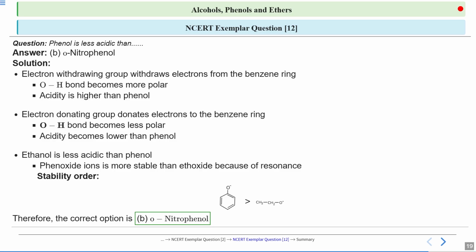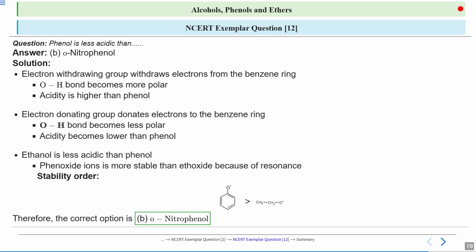So the correct option is option B, that is orthonitrophenol. That means the nitro group is attached at the ortho position and you are getting orthonitrophenol. Okay. So the question was: phenol is less acidic than which one? Because ethanol is already less acidic than phenol, ethanol can't be the answer. So your correct answer is actually orthonitrophenol, in which the acidity is more compared to phenol.